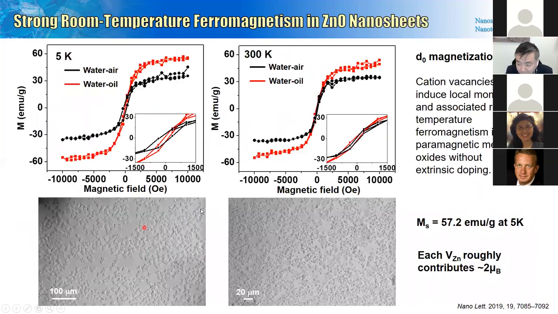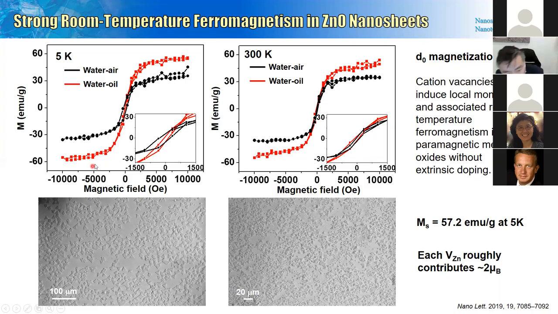Anyway, okay, so this is another interesting property that we found from the nanosheet, something known as D0 magnetization. This was discovered many, many years ago in many metal oxides. It was found that cation vacancies can induce local moments and are associated with room temperature ferromagnetism in these paramagnetic metal oxides, due to the dangling bonds of oxygen. Because this magnetization doesn't involve d electrons, it was called D0 magnetization. And early research has found this magnetization in many zinc oxide based materials.